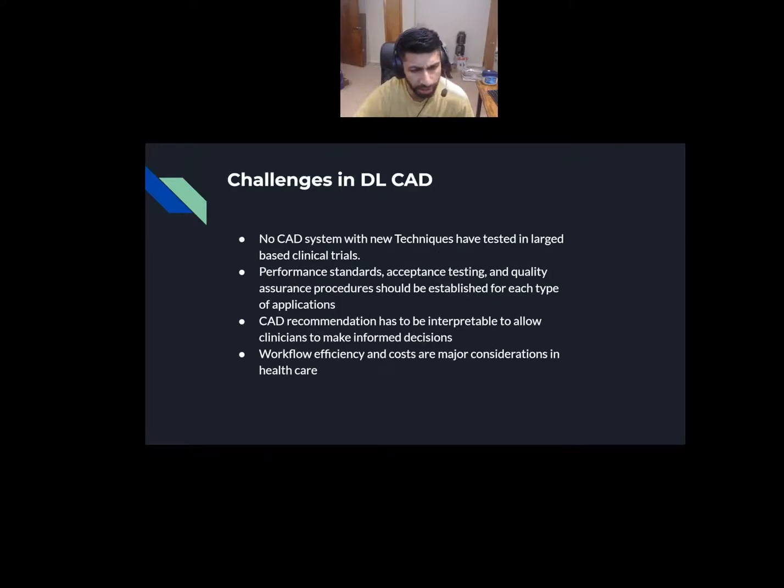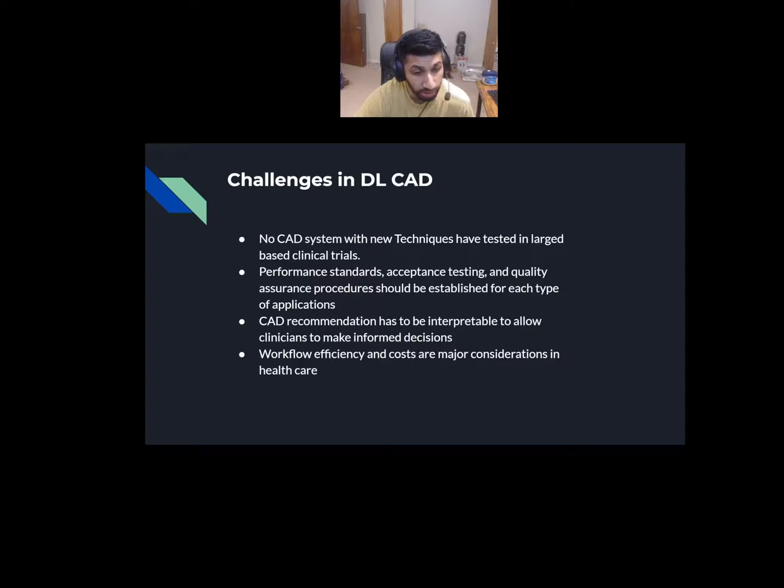The CAD recommendation has to be interpreted by the clinicians to allow for informed decisions. So not only do we have to train the techs who are implementing this, but we also have to train the doctors who could use these decision systems made by the computational models, which could be challenging as well.